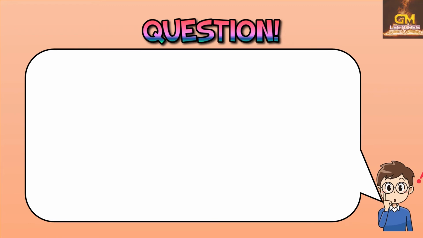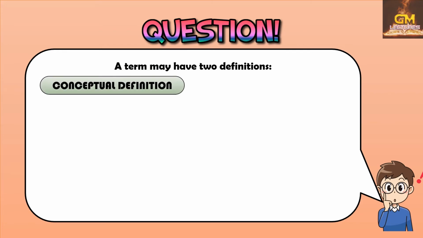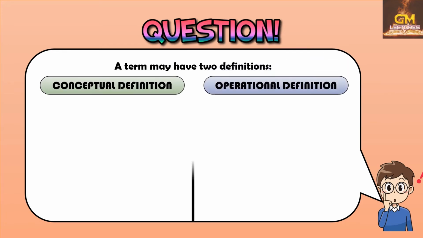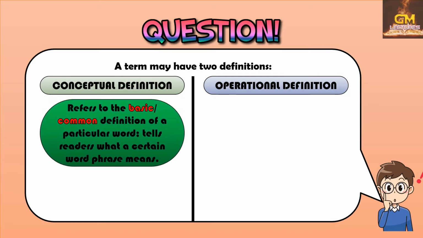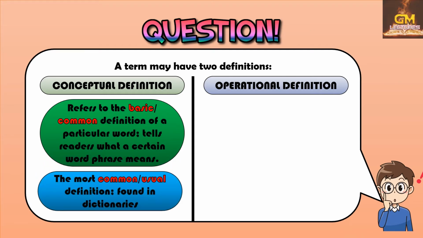It is worth noting that there are two types of definitions. First is what we would call a conceptual definition. The second is what you would call an operational definition. How are they different? A conceptual definition refers to the basic or common definition of a particular word. Hence, it tells the readers what a certain word or phrase actually means. Also, the conceptual definition is considered to be the most common or usual definition. Pretty much these are the definitions which are found in dictionaries.